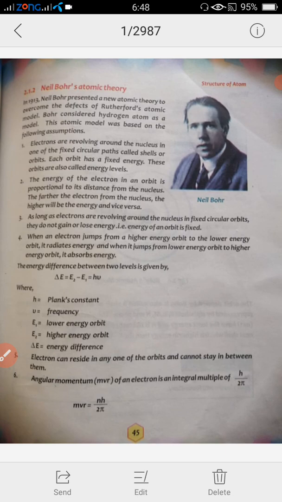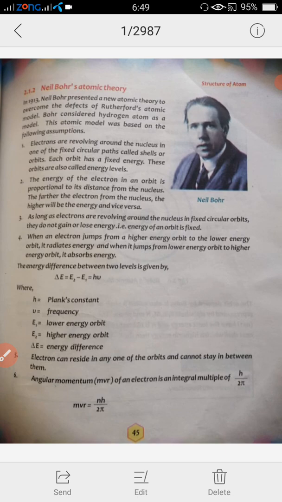Dear students, Assalamu alaikum. Today, inshallah, we will discuss another theory related to the atomic theory, and this is the most important theory in the history of chemistry, explaining the structure of the atom. It is about the fundamental particles of the atom, that are electron, proton and neutrons.